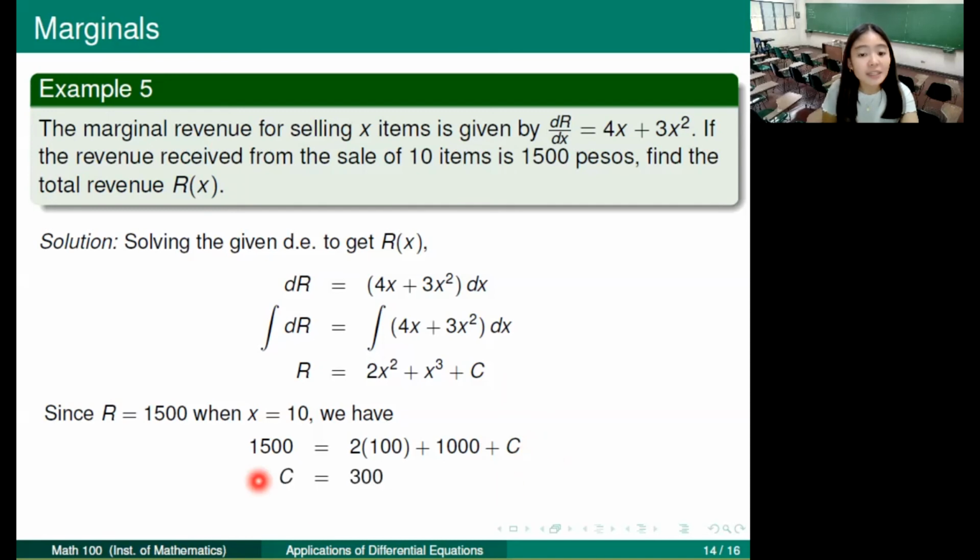And just via arithmetic, this is what we get. No? 300 yung particular na C na kailangan natin. And so, substituting your constant of integration, what you have is this one. So this is the specific revenue function satisfying this marginal revenue function. And at the same time, nakukuha natin na 1,500 ang revenue kapag 10 items yung binibenta natin.